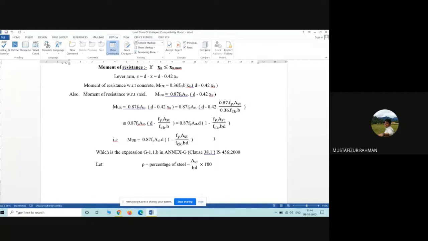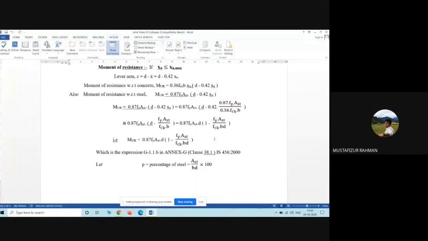Let us assume that the load, whatever will come, it will be uniformly distributed load. If the load is uniformly distributed load, and if the beam is simply supported, then our aim is to find out the load. So we know if the beam is simply supported, load is W, then our maximum bending moment is WL square by 8. Now this W will not be W. This W will be equal to WU. This is the factored load.